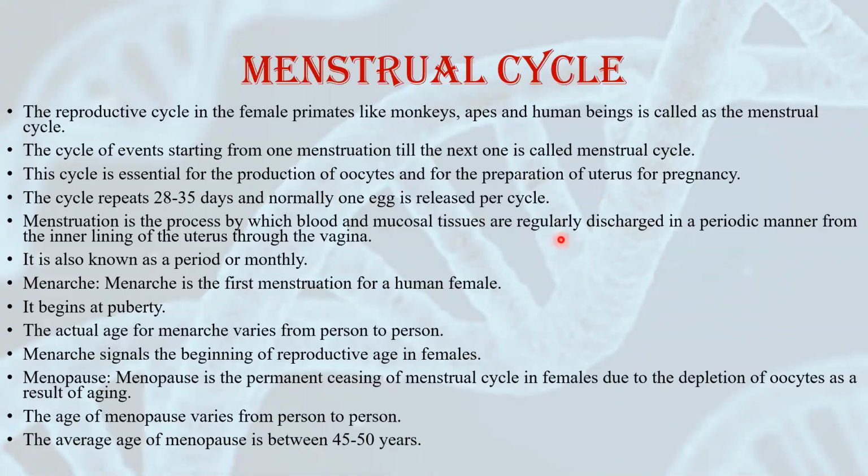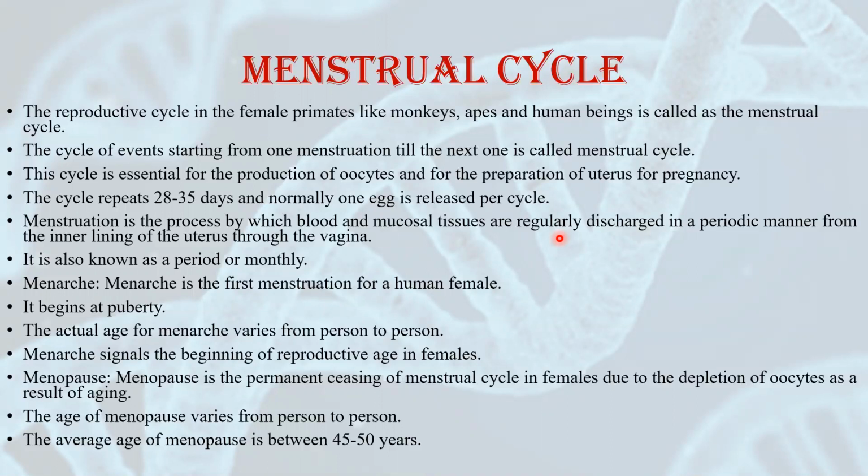This cycle is generally of 28 days, but it can go on up to 35 days. And one egg is released per cycle in a normal condition. Now what happens in this cycle? There is a phase of menstruation of around 5 to 8 days, and what happens during this menstruation? It is a process by which blood and the mucosal tissues will be regularly discharged from the vagina. This is also known as a period or monthly.